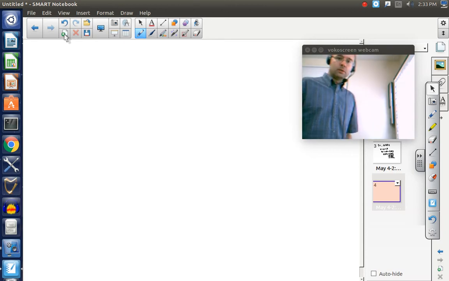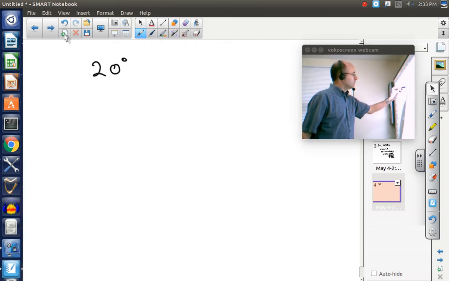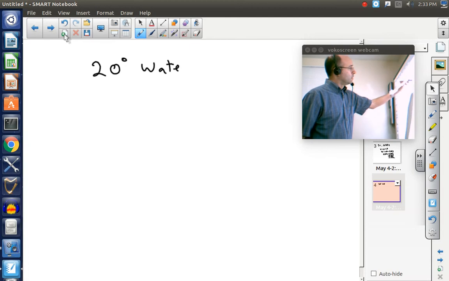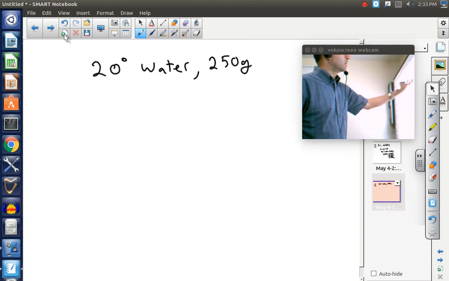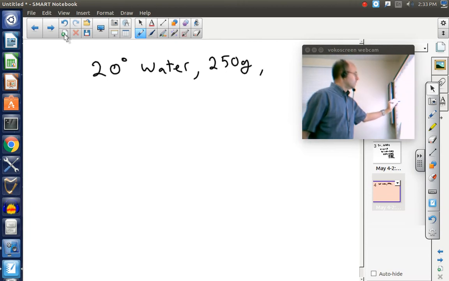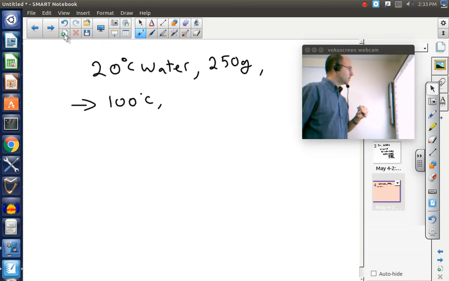And I'd like to show you the calculation for how we would figure out, let's assume this is at room temperature of 20 degrees, and we want to bring it to boiling. 20 degrees water, 250 grams or quarter kilogram. And we want to bring it to 100 degrees. I should put Celsius there for any American friends who are watching. This would be 68 Fahrenheit to 212 Fahrenheit, I think.